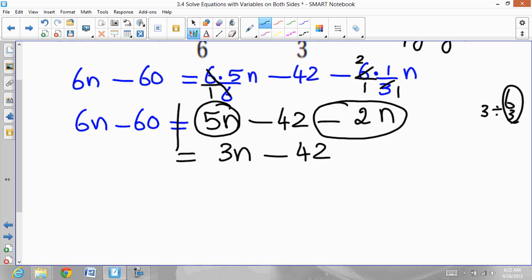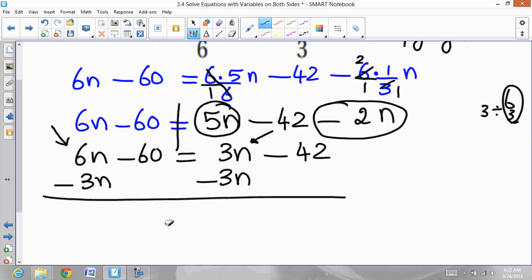So now if I look on the left side, I have 6n minus 60. So now I have a variable on the left side of the equal sign and a variable on the right side of the equal sign. So once again, I cannot have it. I need to bring one of the variables to the other side. So I am going to work on bringing this to the other side. The only way I can do that is by doing the opposite.